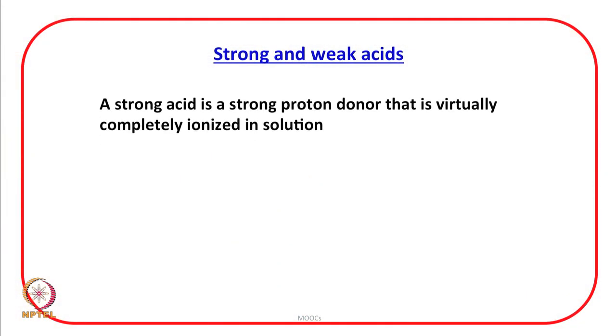So, what is a strong acid? A strong acid is a strong proton donor that is virtually completely ionized in solution. So, a strong acid will be a molecule which can easily donate a proton to another molecule, and in the solution it is virtually completely ionized. So, this strong proton donating ability makes a molecule a strong acid.